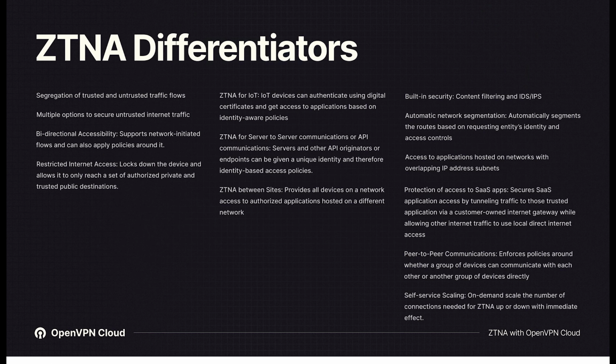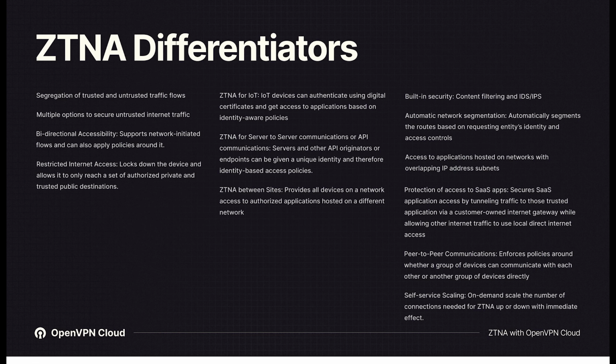So that brings us to Zero Trust Network Access Differentiators. As you can see on this slide, there are a lot of good points here, such as segregation of trusted and untrusted traffic flows, multiple options to secure untrusted internet traffic. We just talked about that. Restricted internet access, obviously. ZTNA for IoT devices, because IoT devices can authenticate using digital certificates and get access to applications based on identity-aware policies.